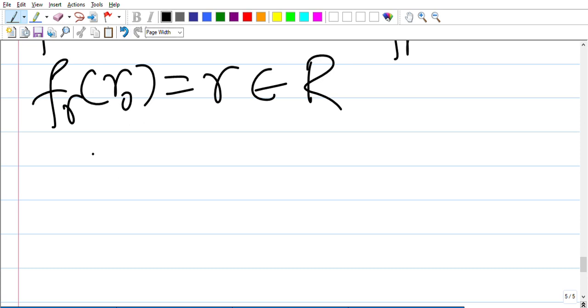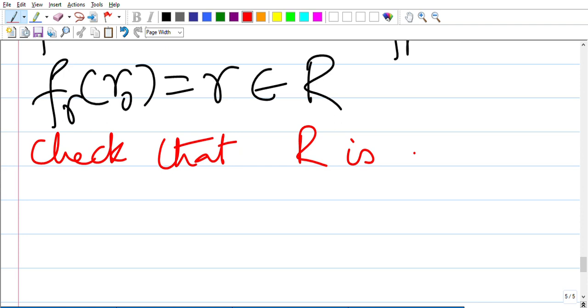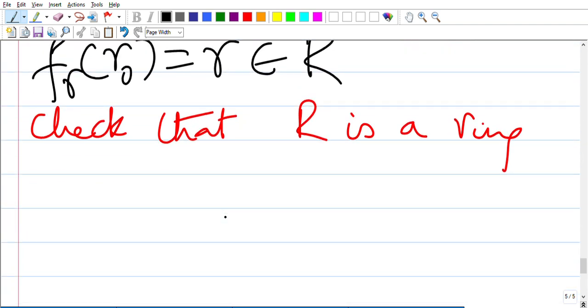Now, it's a small little exercise. Check that R is a ring. That's not difficult. So R is a ring which is sitting inside F and which contains E.